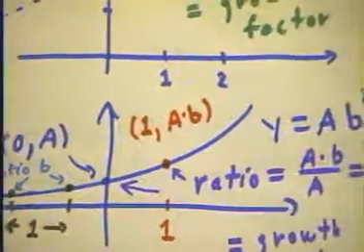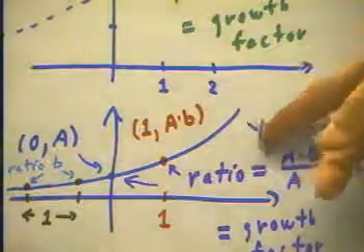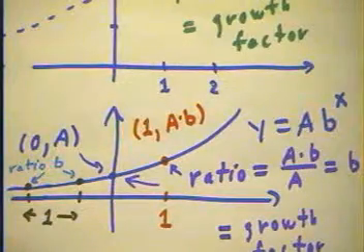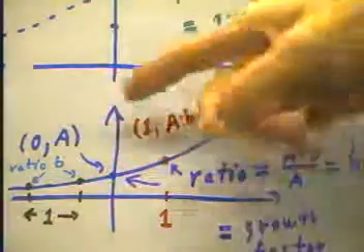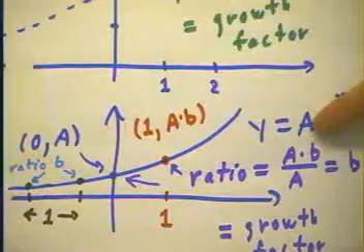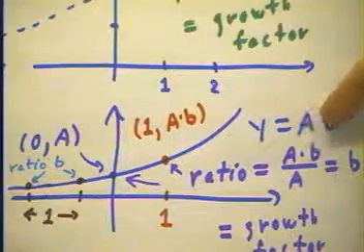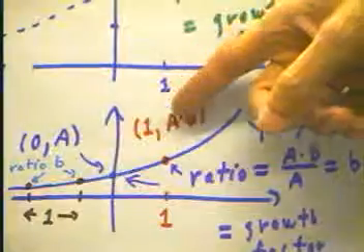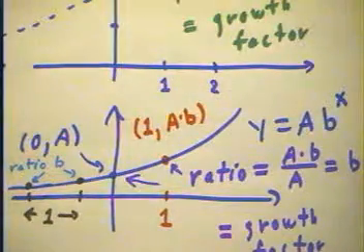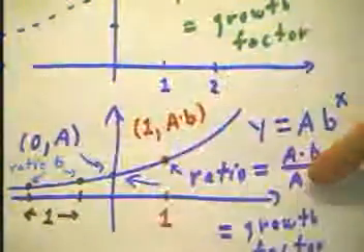If we have the function y equals a times b to the x, the graph of that function is going to have basic points. Well, when x equals 0, we get b to the 0 is 1, times a. We'll have the point (0, a). When x is 1, y is going to equal a times b to the 1, which is just a times b. So we have the basic points (0, a) and (1, a times b). The ratio between those two points is going to be a times b divided by a, which is just b.